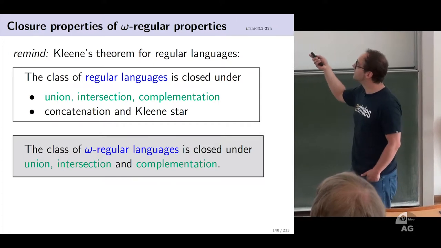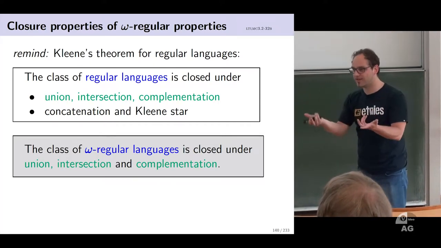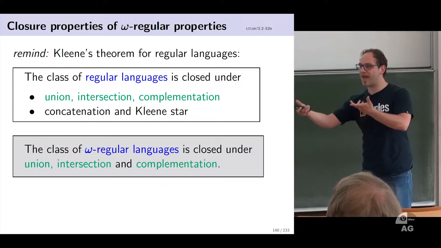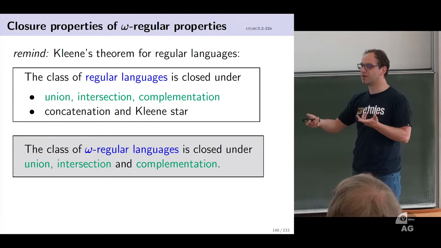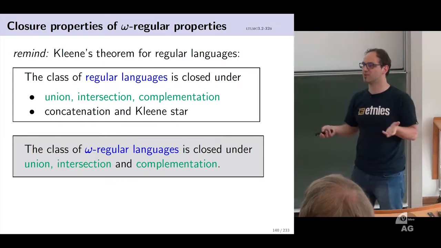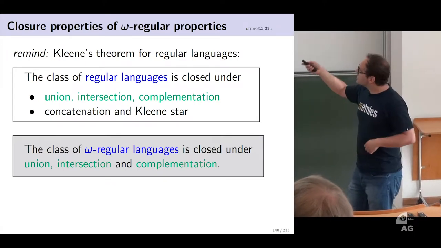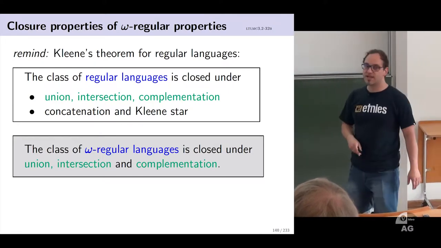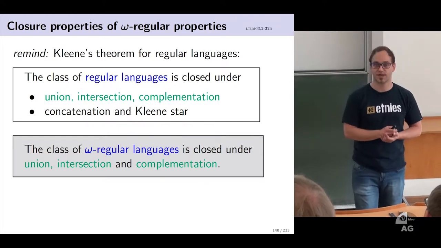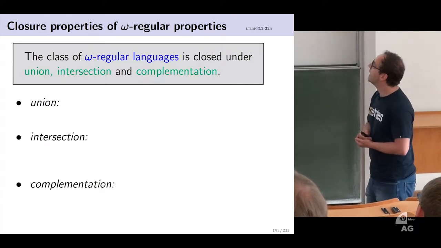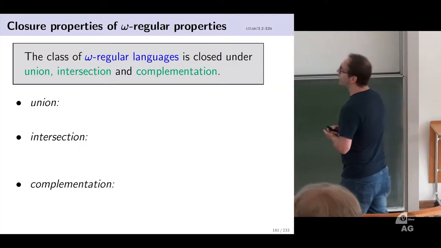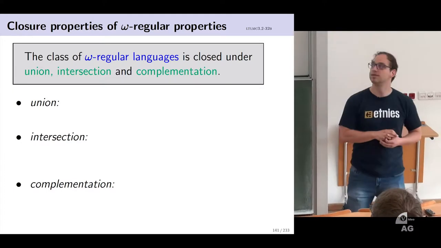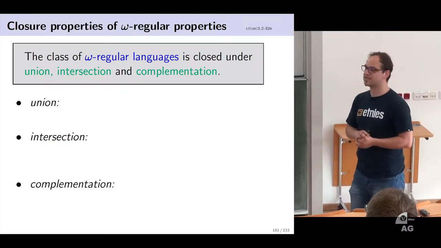If you have finite words, then you can put one finite word after the other. But if you have infinite words, how do you put one infinite word after the end of another infinite word? There is no such thing as an end of the first word to begin with. So the interesting properties for omega regular languages are union, intersection, and complementation, and as it turns out, omega regular languages are closed under all these operations. And we're not going to show all of them, but I'm going to illustrate, let's say, two of them.